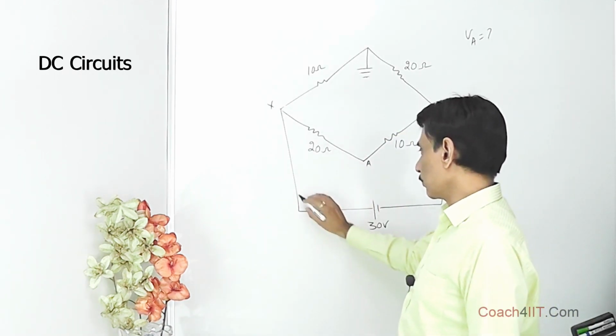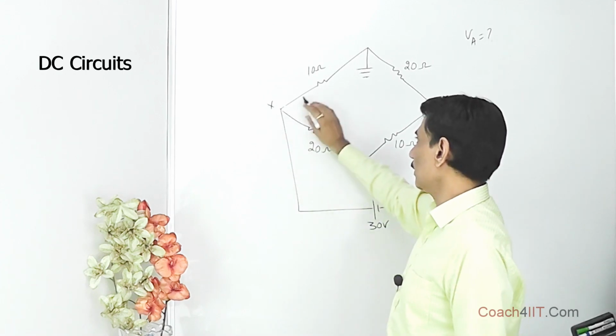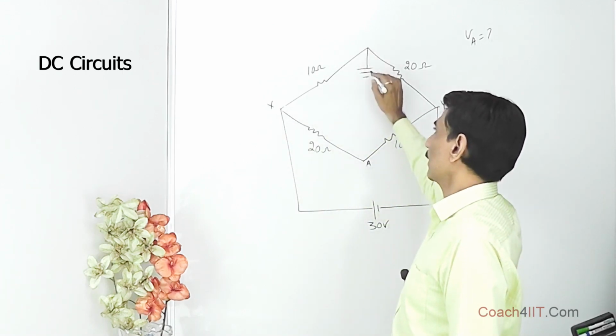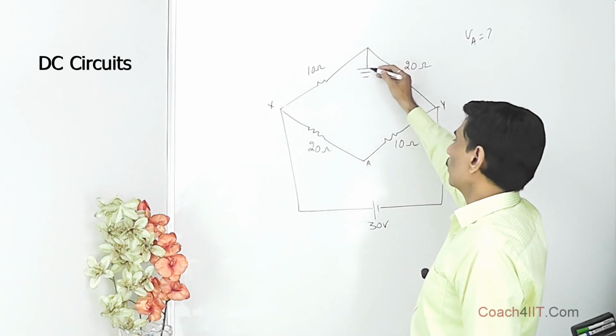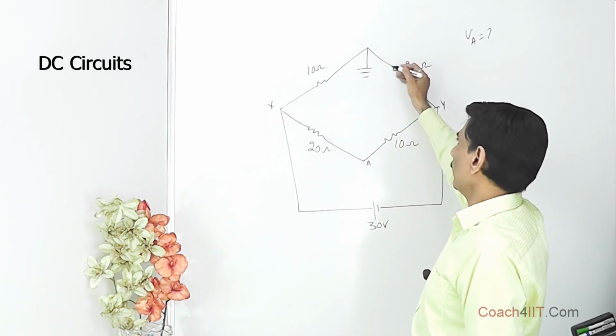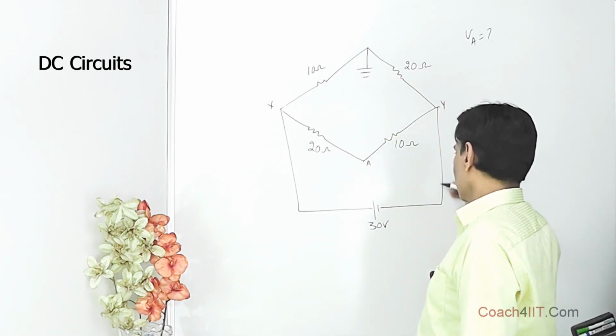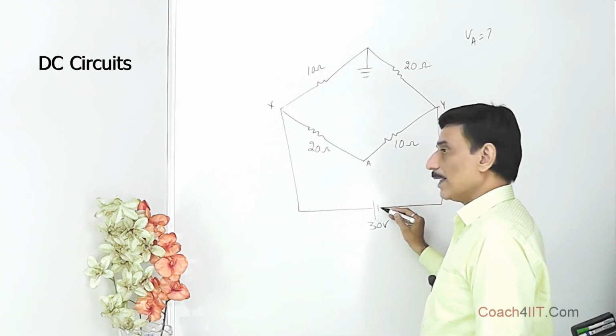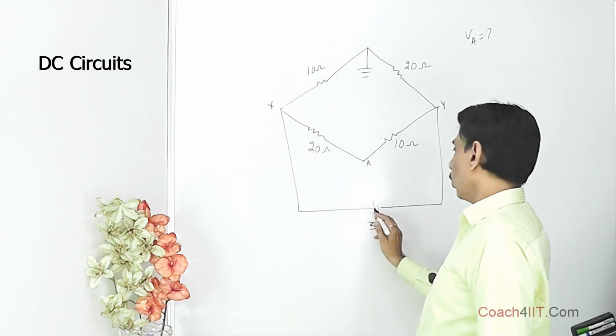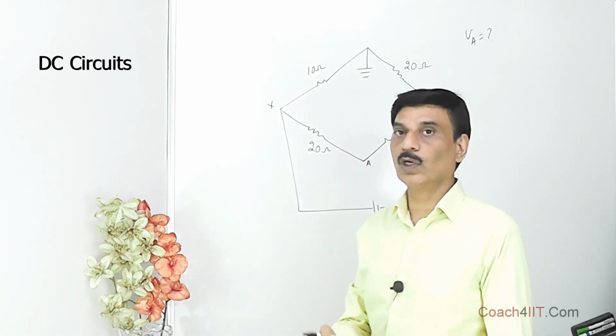The conventional current comes from here and flows in this direction, and some current goes in this direction, then gets into the earth. If some current gets into the earth, then certainly the current in this arm will not be the same as the current in this arm. As a result, the current going back to the battery will be lesser than what had been coming out of the battery, and this is not possible.